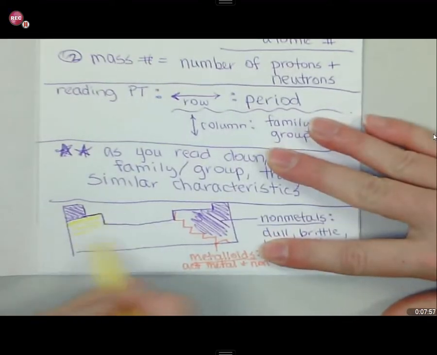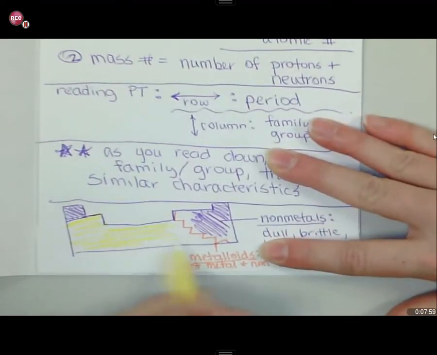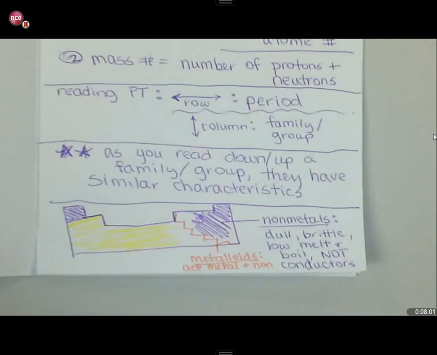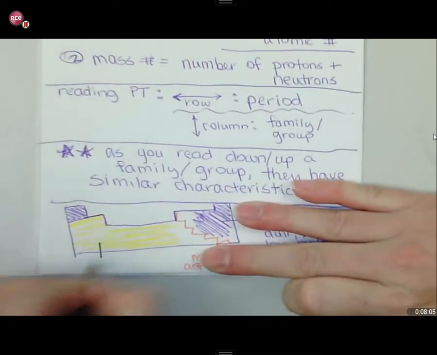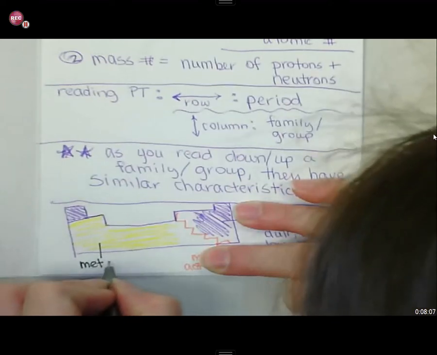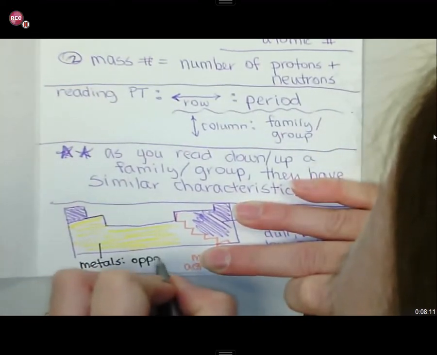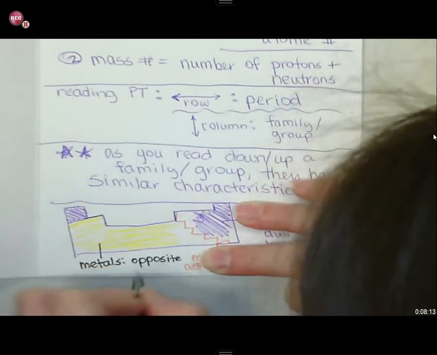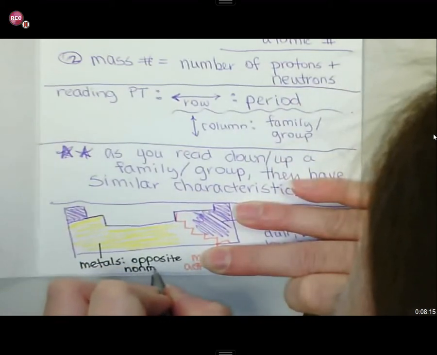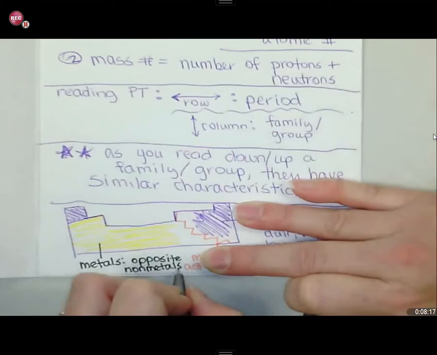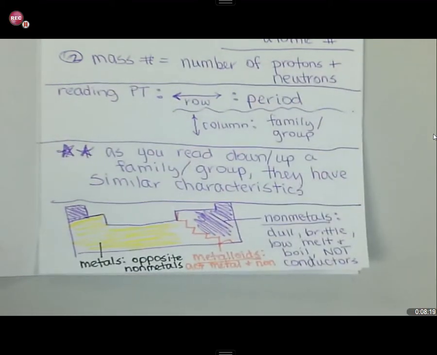Now, all of this, all the yellow, these are your metals. And they have properties that are opposite of nonmetals. So these are the ones that are shiny, hard, high boiling and melting points, and they are conductors.